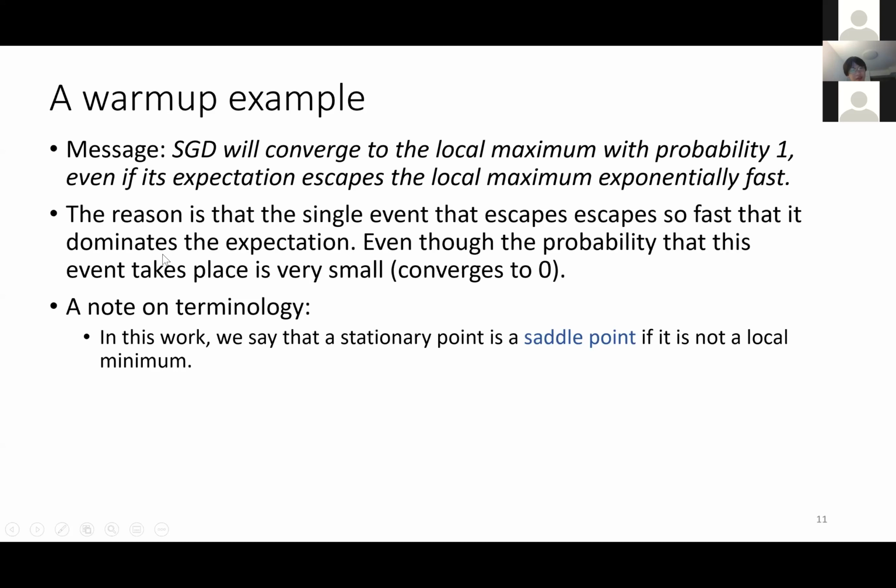Also, let me comment on the terminology. In this work, we say that a stationary point is a saddle point if it is not a local minimum. So you have 0 gradient, but it's not a local minimum. We say it's a saddle point. In this sense, a local maximum is also a saddle point. And you can also discuss saddle points in 1 dimension, which is what we did. So this is a little abuse of the word saddle point.